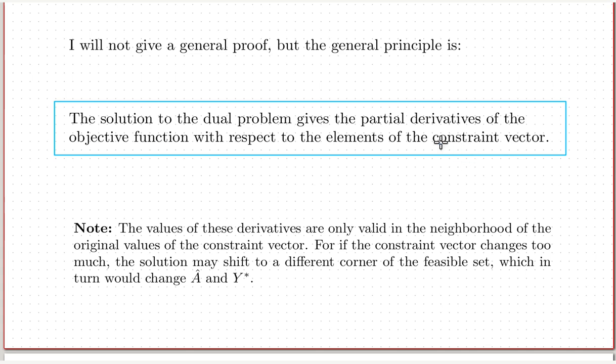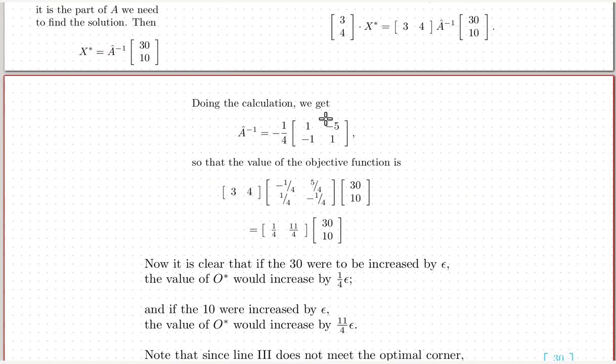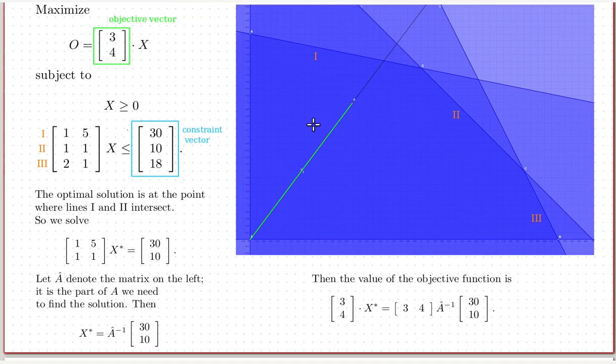If you change the constraint vector enough, then, let me go back to my graph here. If you change the constraint vector enough, these numbers over here, then these lines will slide around enough that you may no longer be looking at this corner, you may be looking at a different corner to be your solution. Once you change corners, then that's going to change A hat. It'll change which rows of the A matrix you want to use, and that in turn is going to influence the value you get for the solution.